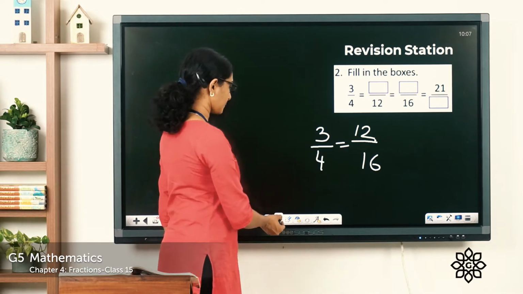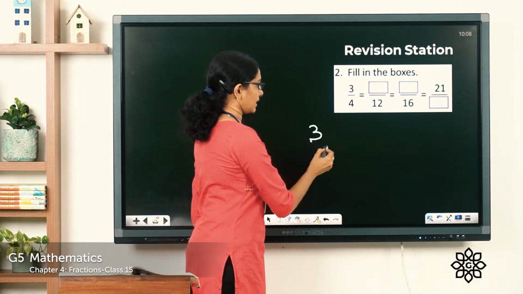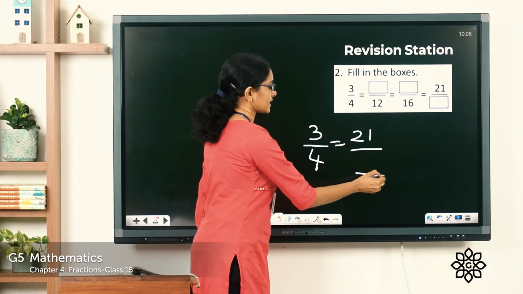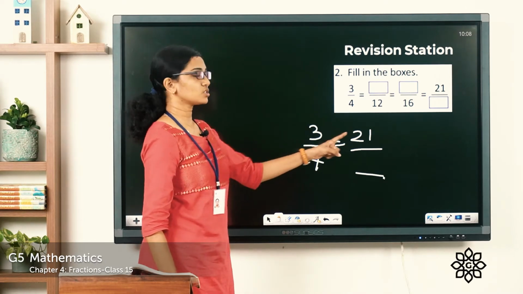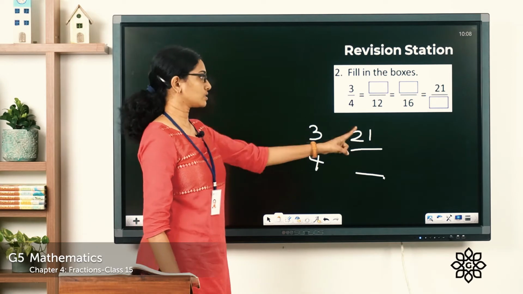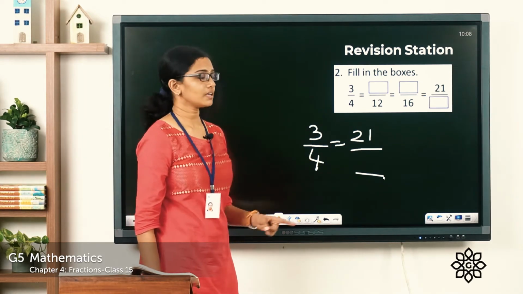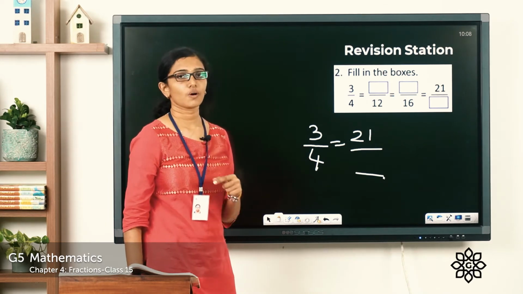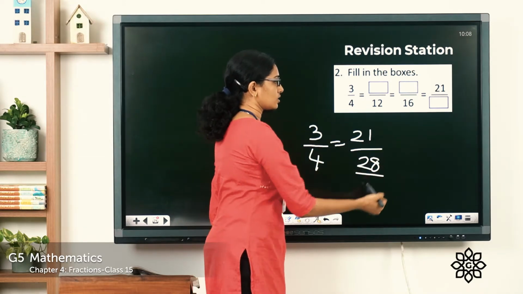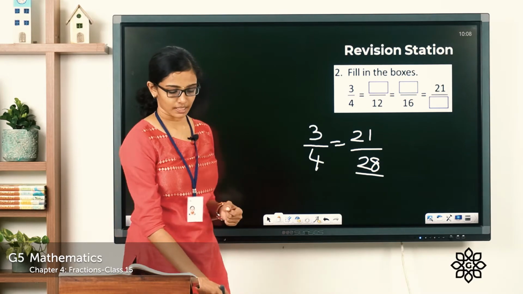The third case, 3 by 4 is equal to 21 by dash. Here the numerator is changed to 21. We know 3 7s are 21. 3 into 7 is equal to 21. So let's multiply the denominator as well with 7. So 4 7s or 4 into 7 is equal to 28. So here the denominator will be 28 and the fraction is 21 by 28.